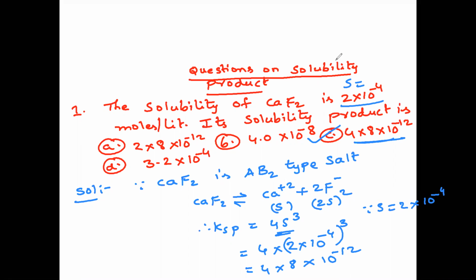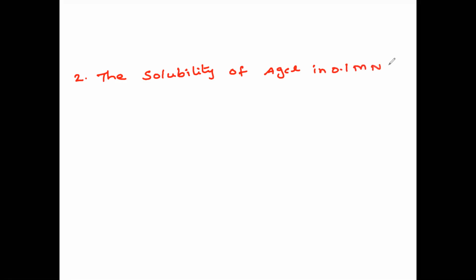Next question. So this is clear now. Question number 2. The solubility of silver chloride, AgCl, in 0.1 molarity NaCl is asked. The Ksp of silver chloride is equal to 1.2 × 10^-10.